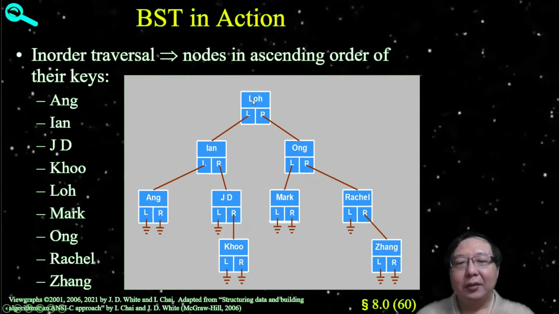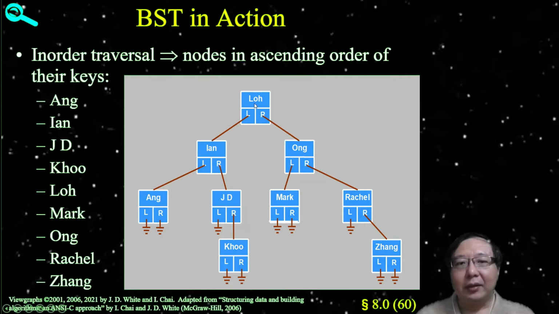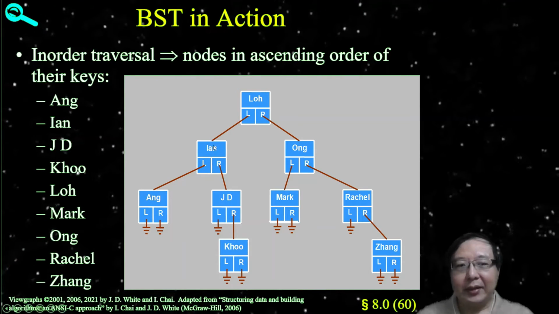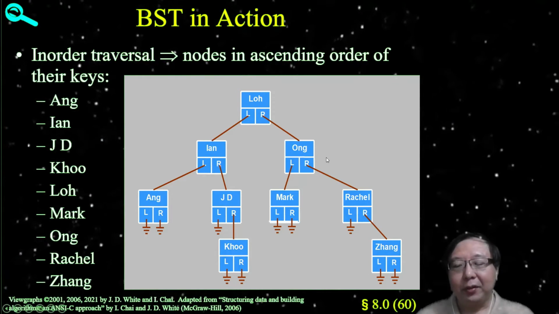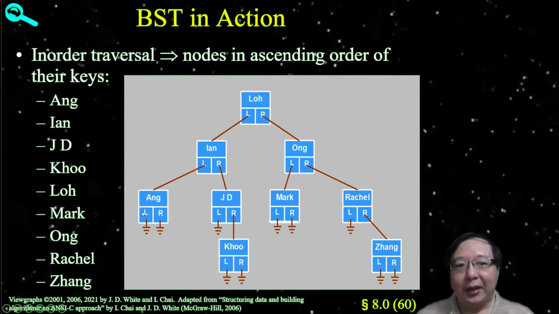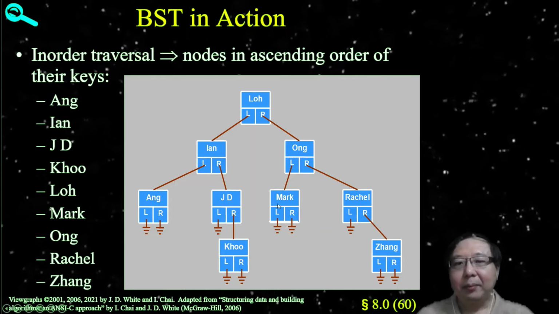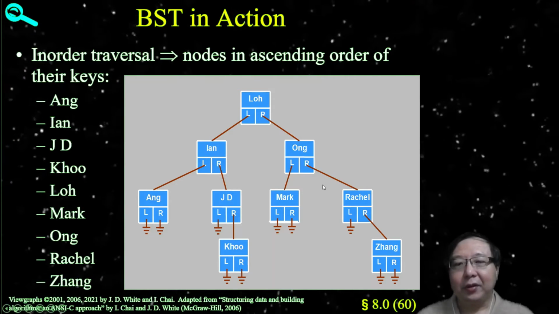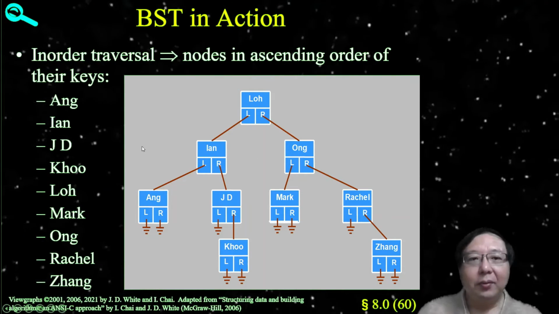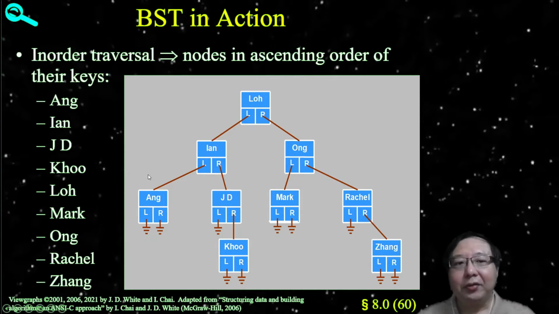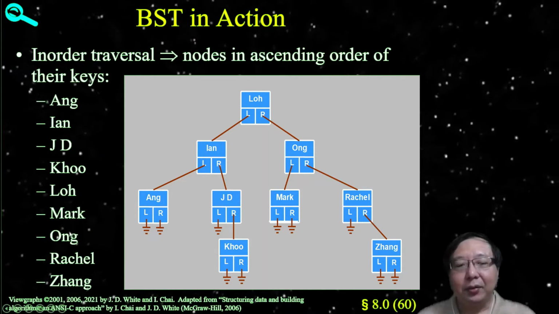See, L, Lo. Ian is less than Lo. Ong is more than Lo, in alphabetical order. Ang is less than Ian. JD is bigger than Ian. Mark is less than Ong. Rachel is more than Ong. So when we do an in-order traversal, we actually get the nodes in ascending order.